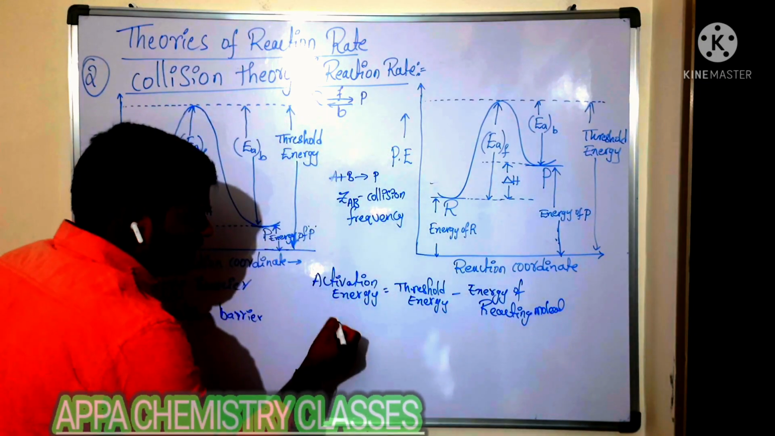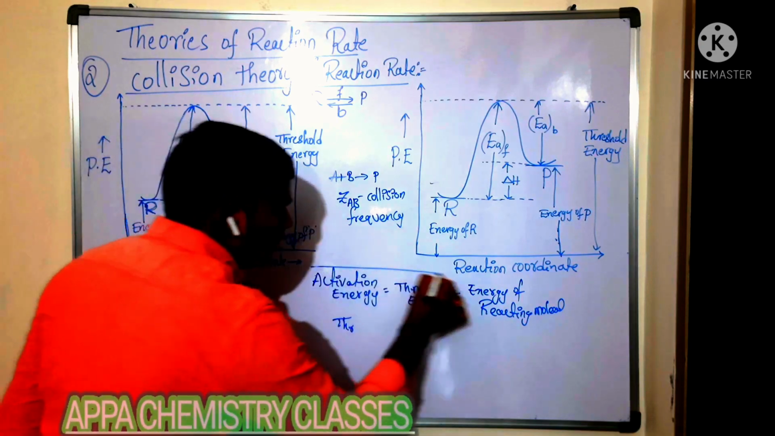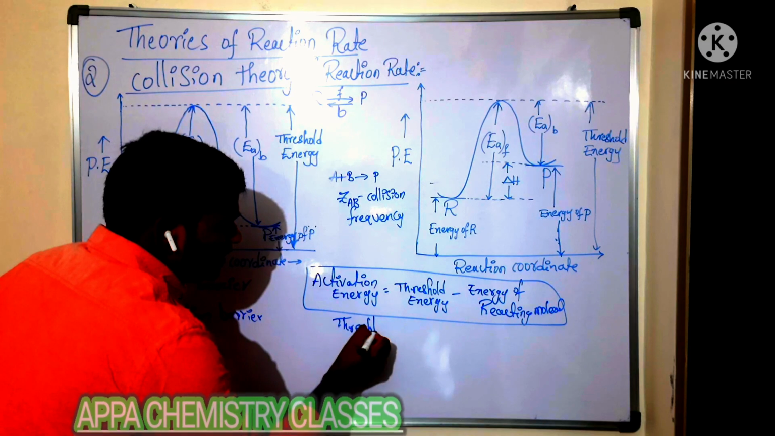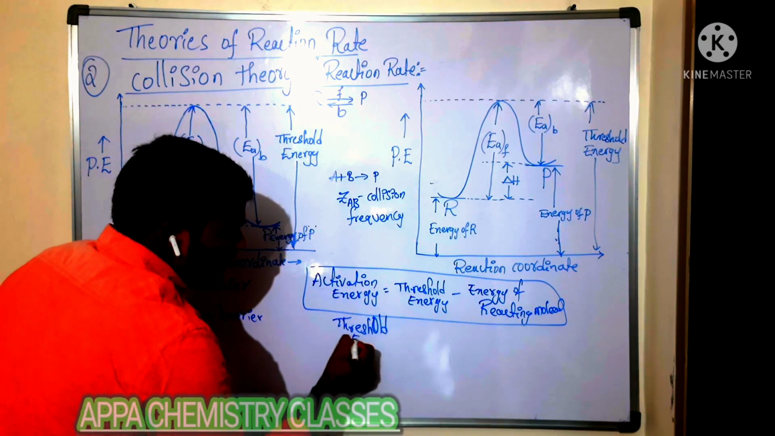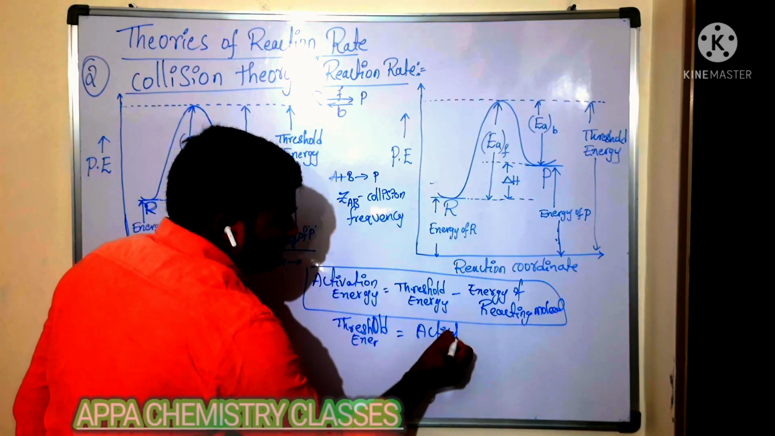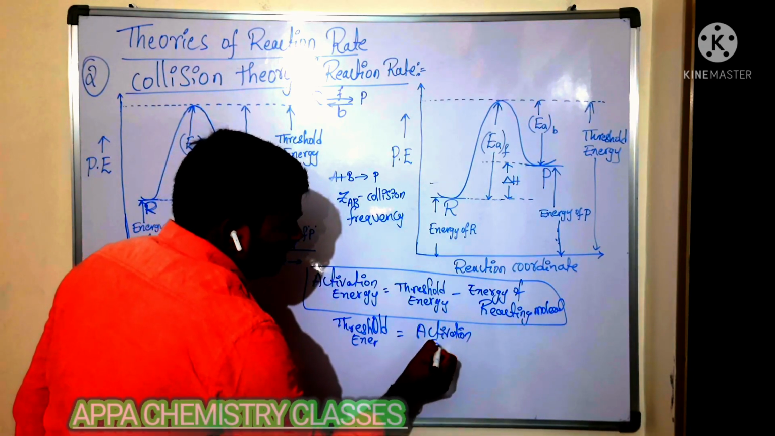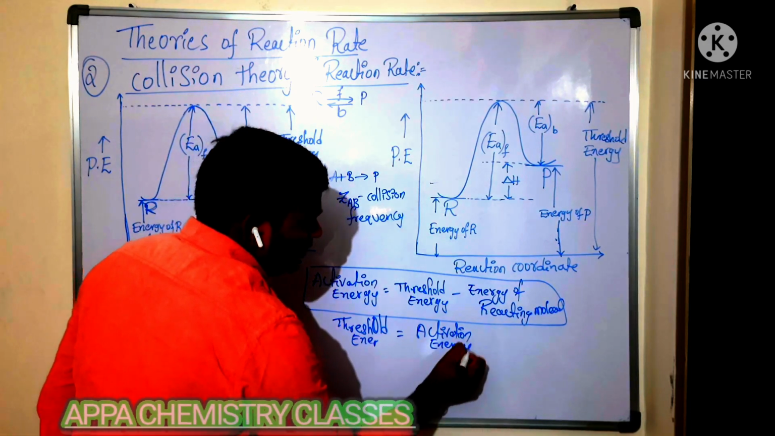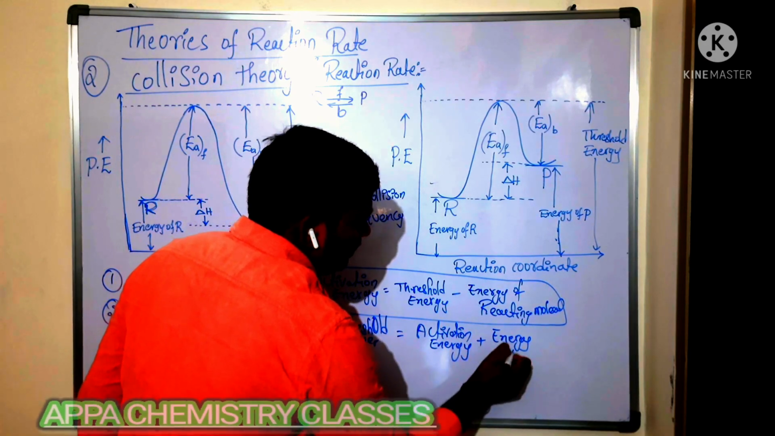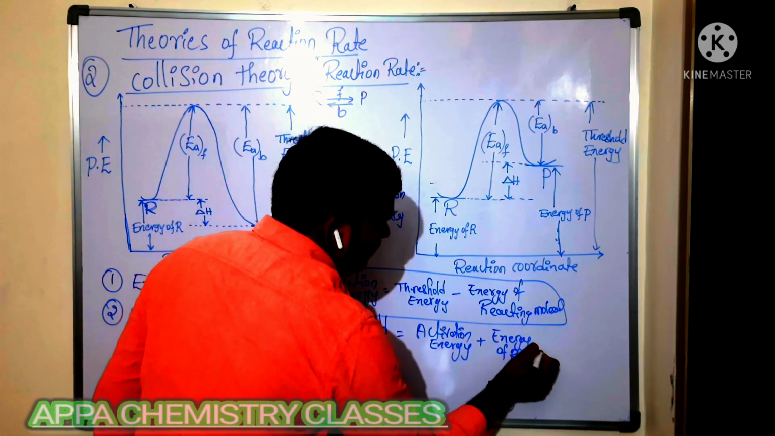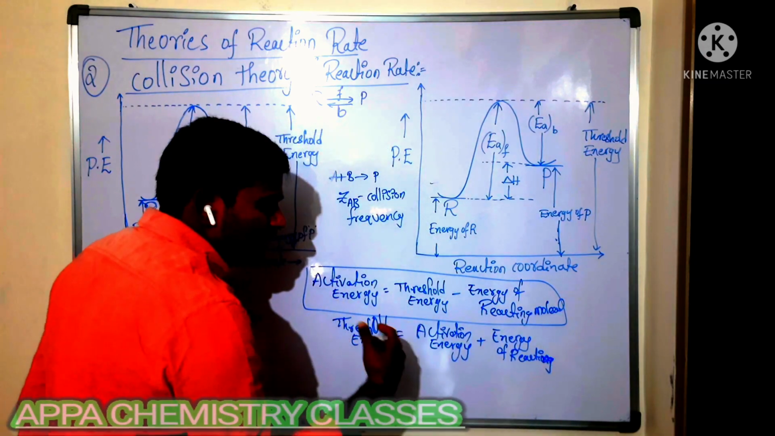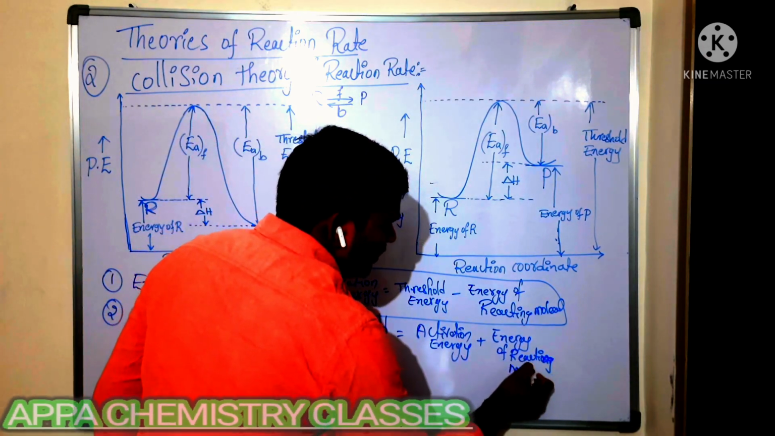So from this, what happens? This is a very important one. Threshold energy will be what? So threshold energy will be activation energy plus the energy of the reacting molecule. Either it may be the forward direction, which means it will be the reactant, or if it is the backward direction, it is the product, the reacting molecules.